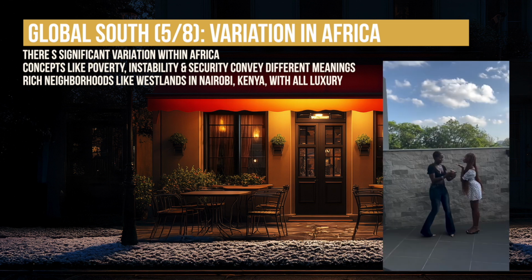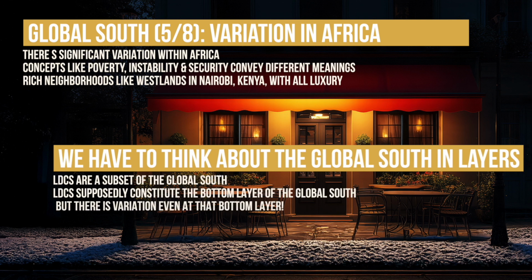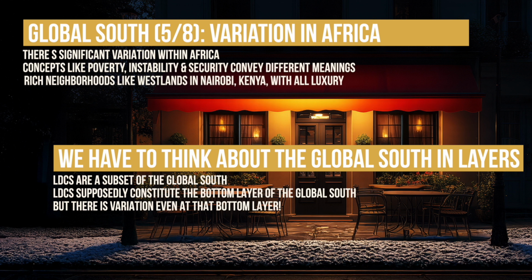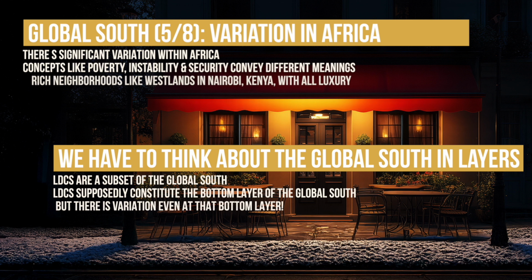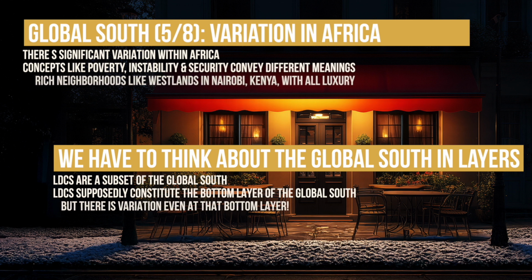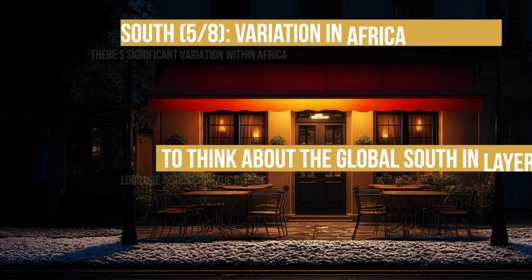All that is to say that we have to think about the global south in layers, and that LDCs are a subset of the global south, and they supposedly constitute the bottom layer of the global south, but there's variation even at that bottom layer. And the whole point is that variation. There's significant variation in Africa.